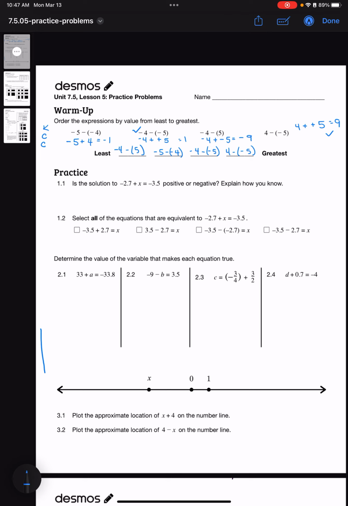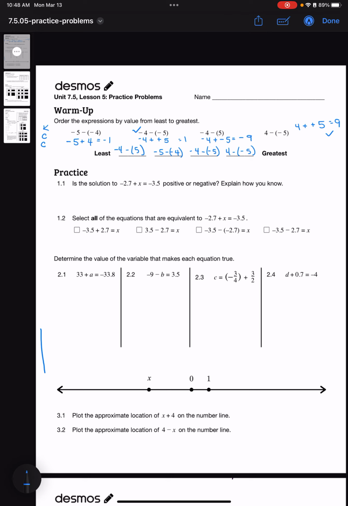Is the solution to -2 7/10 plus x equals -3.5 positive or negative? Explain how you know. Well, first of all, I know because -3.5 is smaller than -2 7/10. I know it's going to be negative because I need to combine negatives to get all the way down to -3.5. I could also solve this by isolating the variable.